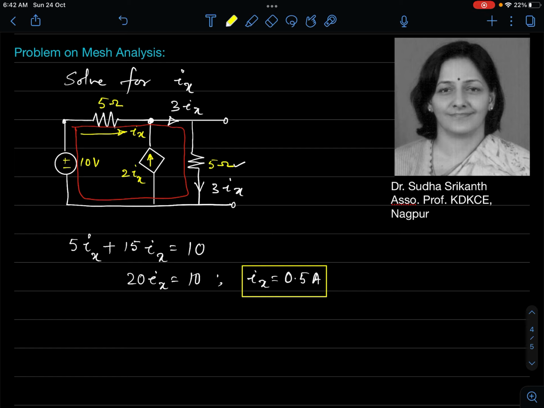Because mesh analysis is based on KVL. KVL means you try to take the potential differences across various elements. So you try to avoid a current source, thereby you avoid defining a new variable which is the potential difference across the current source. It is as simple as that. So try to evaluate and get the equation.